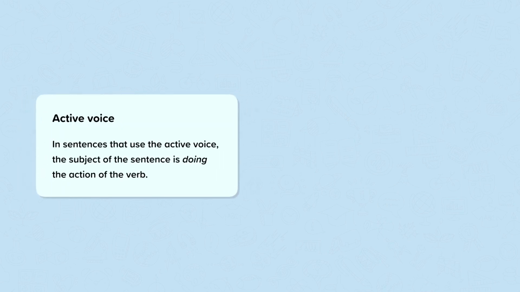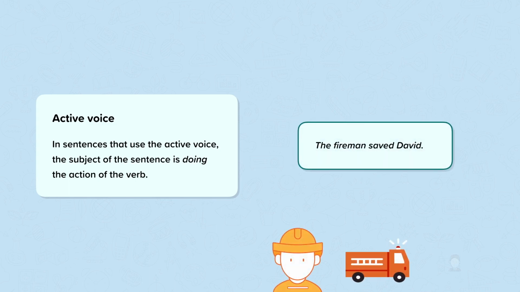In sentences that use the active voice, the subject of the sentence is doing the action of the verb. So if we look at this example, the fireman saved David. The fireman is the subject of the sentence. The fireman is doing the action, saving, to the object, David. Using the active voice can often result in shorter, sharper sentences, which are easier and clearer for the reader to follow.